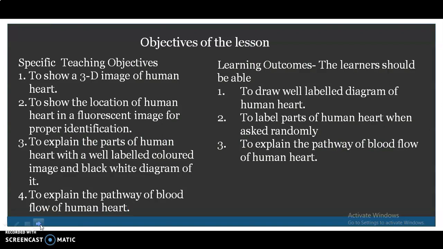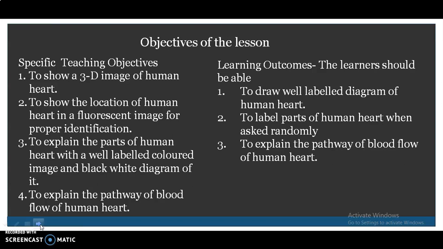I'll try to explain to you the human heart, its location, its parts, and the pathway of blood flow by using colored images, 3D images, as well as black and white diagrams. The diagrams that you will be using during your examination.